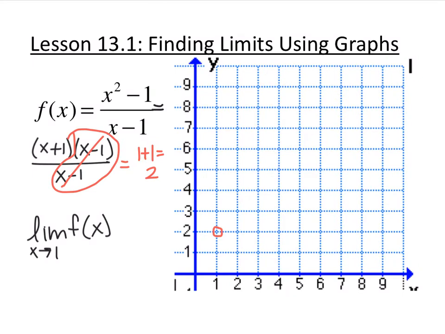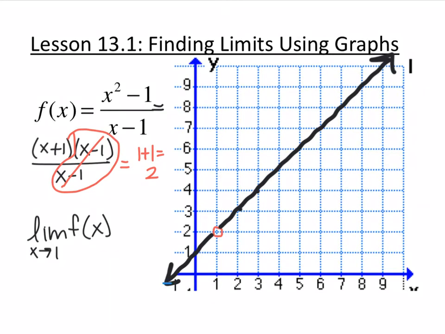The rest of the graph looks like the line x plus 1. So this is what the graph of x squared minus 1 over x minus 1 looks like. It looks just like the line x plus 1, there's just a hole at (1, 2). So now as we're looking at the graph, we want to find the limit as x approaches 1 of the function. So we want to look at, as the x-coordinates approach 1 from either side, what are the y-coordinates approaching?